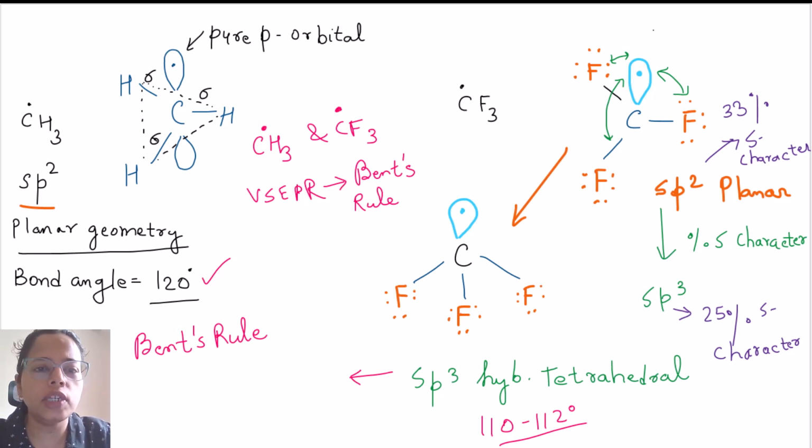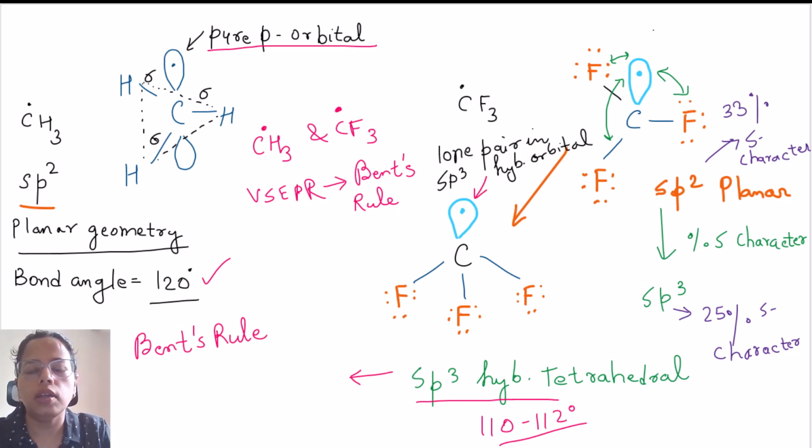So in case of CH3, the lone pair resides in the pure p orbital, because we have only 3 sp2 hybrid orbitals. Here we have 4 sp3 hybridized orbitals, where the 3 sp3 hybridized orbitals form 3 sigma bonds with fluorine, and the 4th sp3 hybridized orbital carries the lone pair. Okay, and the actual geometry of the CF3 radical is a pyramidal structure.